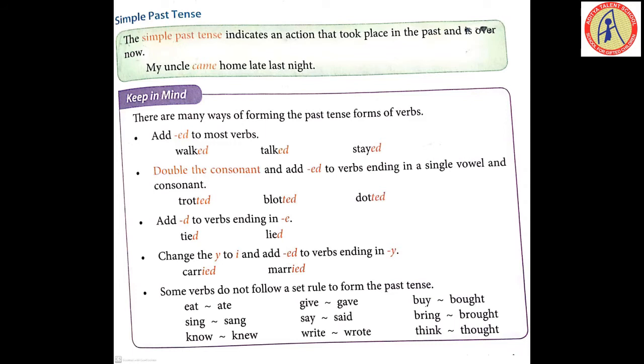Number one, adding ed to most verbs, like walked, talked, stayed. Double the consonant and add ed to verbs ending in a single vowel and consonant, like trotted, blotted, dotted. Add d to verbs ending in e. For example, tie. What is the past form of tie? Tied. Lie, lied.